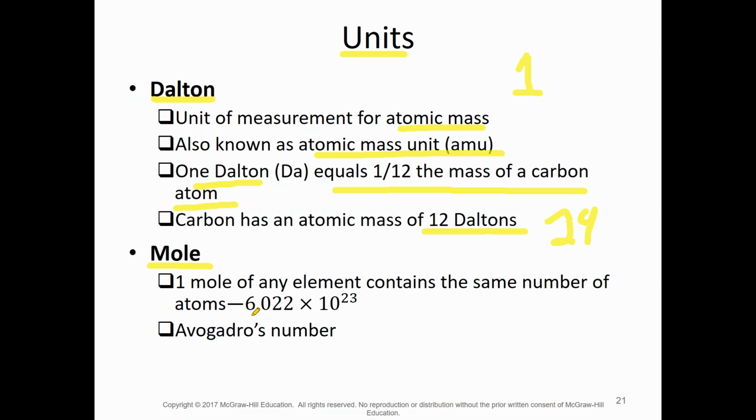The mole is 6.022 times 10 to the 23rd of something. Okay, just like saying we have a dozen eggs, we have 6.022 times 10 to the 23rd atoms in a mole of atoms. So a mole is a massive number of atoms. It's incredible. That number is called Avogadro's number. Very important number to remember in chemistry in particular.